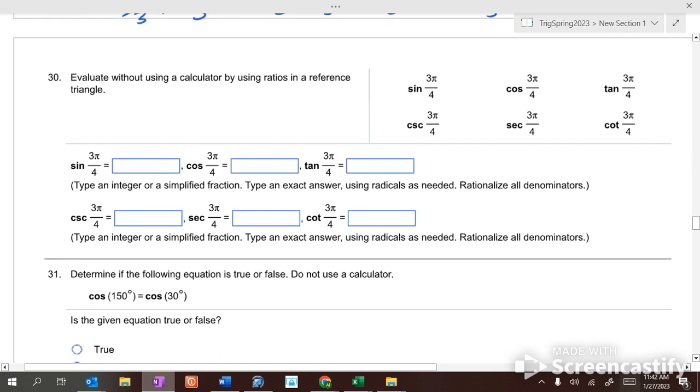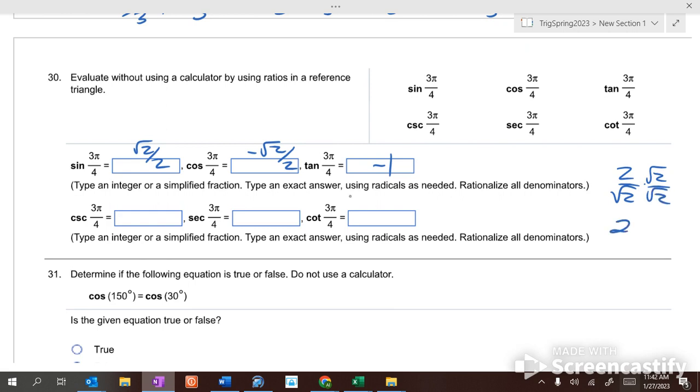The sine of 3 pi over 4 is square root of 2 over 2. Cosine is negative square root of 2 over 2. Tangent is negative 1. Cosecant is the reciprocal of sine, so it's 2 over square root of 2. Can't leave square root of 2 on the bottom, so we multiply top and bottom by square root of 2. So it's 2 square root of 2 over 2, the 2s cancel, so it's just square root of 2. So that would make secant negative square root of 2. And cotangent is the reciprocal of negative 1, which is negative 1.